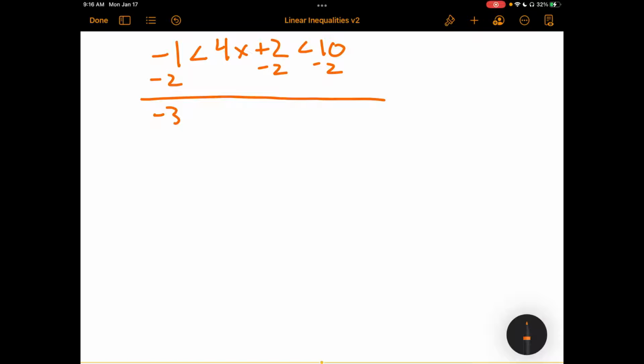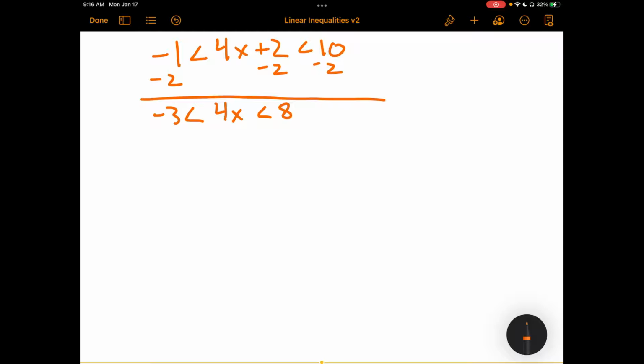I keep my inequality the same because if you remember from our first video, the only time we flip the signs is if we are multiplying or dividing by a negative number. So in this case, we did not even multiply or divide. So we leave our sign the same, less than. We continue to write the 4x because we did not do anything there. But the 2 minus 2 is 0, so we do not need to write the 0. We'll just leave it blank. Is less than 10 minus 2, 8.